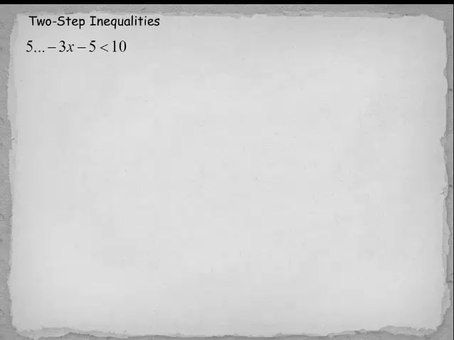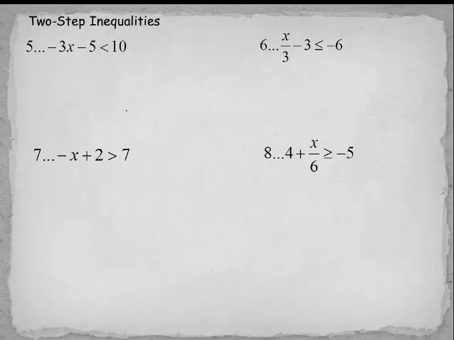To solve two-step inequalities, here I have a few examples. I have negative 3x minus 5 is less than 10, so I'm going to add 5 to both sides. Negative 3x is less than 15. I am dividing by a negative, so we'll put a little arrow there to indicate, hey, this is important. Dividing by a negative means that I flip my inequality. Here I have x divided by 3 minus 3, so I add 3 to both sides. X divided by 3 is less than or equal to negative 3. Multiply both sides by 3, and I get x is less than or equal to negative 9.